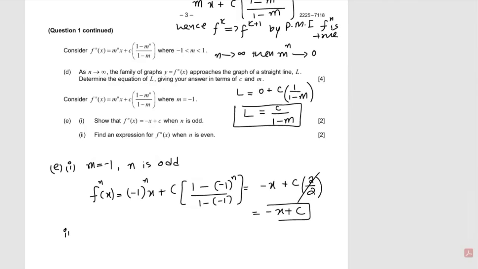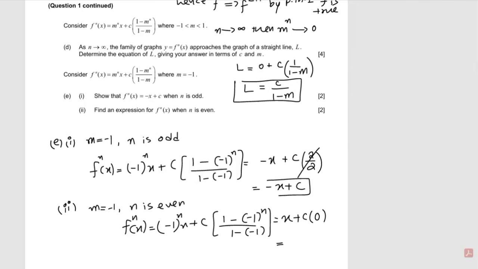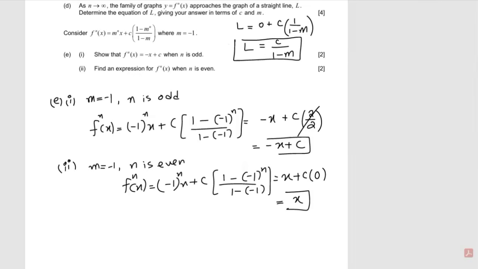And for the next part, again, m is a negative 1, but n is even, right? So f of n x will now look like minus 1 to the power of n x plus c, and this whole thing, 1 minus minus 1 to the n over 1 minus minus 1. And since it's an even number, negative 1's even power will become a positive. So this time it's positive, so this whole thing becomes a 0. So I will end up with just x. And that's it for the first question.